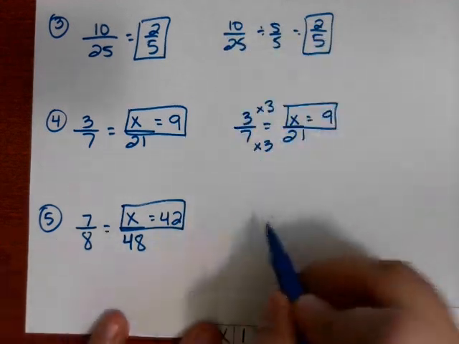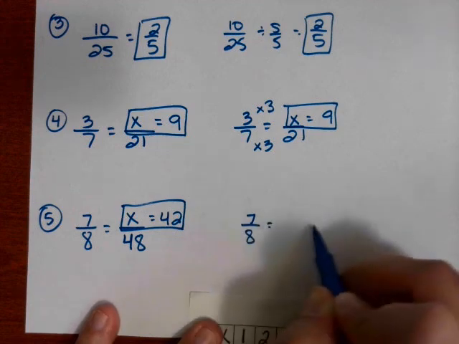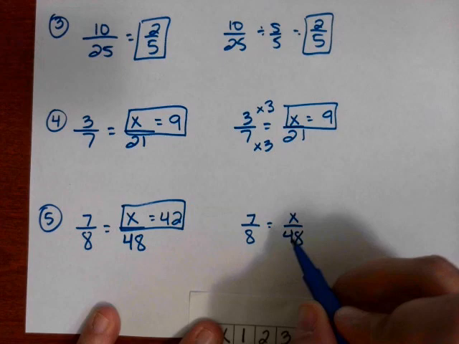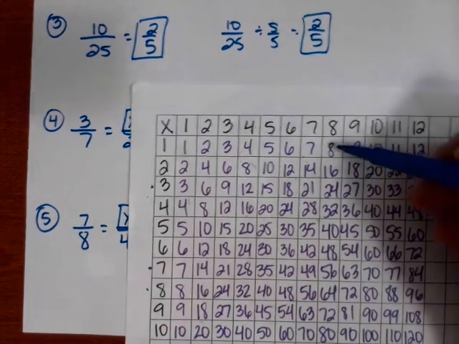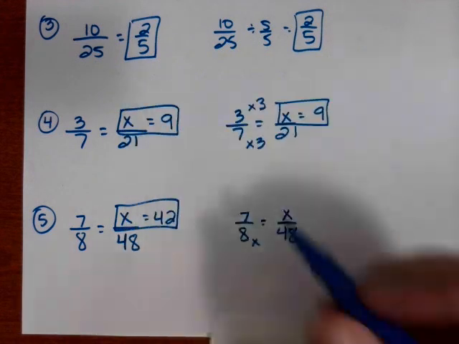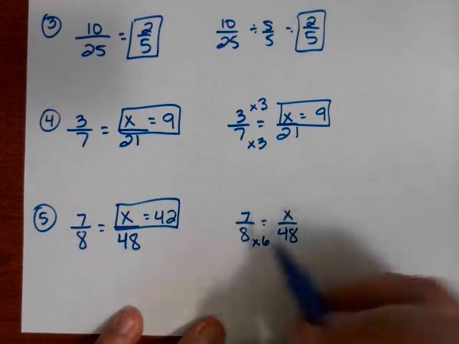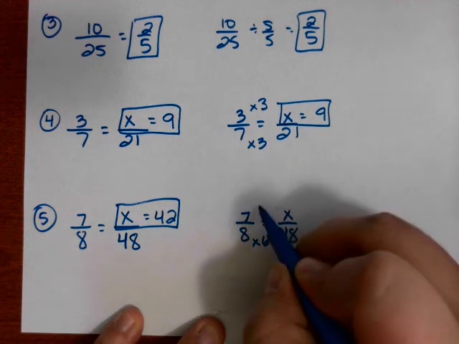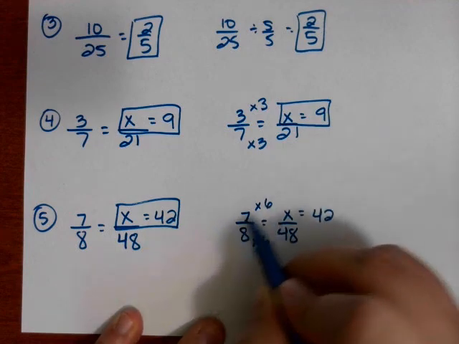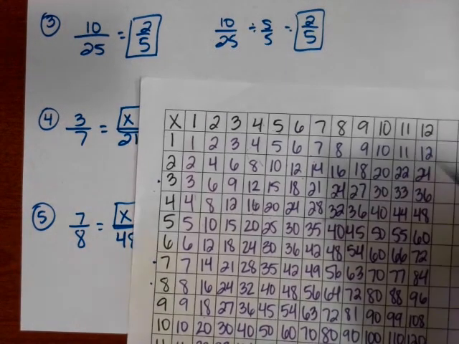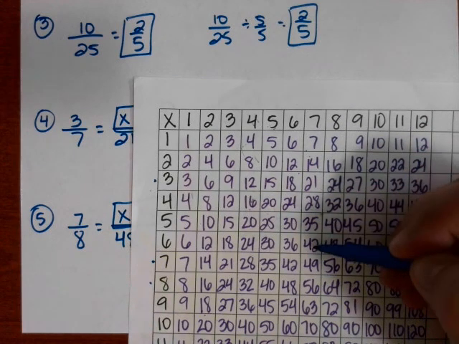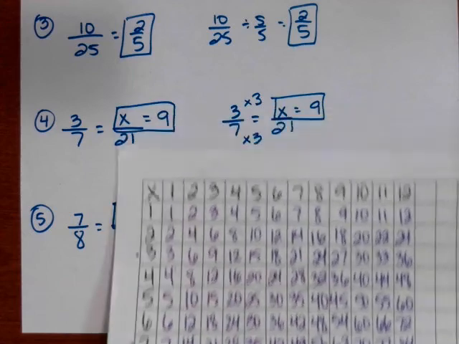Again, we could have done it 7 over 8 equals x over 48. And we could have recognized that 8 times, so again, if you don't know that, you just go here, 8 times 1, 2, 3, 4, 5, 6. That's why I moved over 6 times earlier. 8 times 6 is 48. So 7 times 6 will get me my answer of 42. And again, if you didn't know that 7 times 6 is 42, you would just go to your 7s and go down 6 times. 1, 2, 3, 4, 5, 6. And you get the answer of 42.